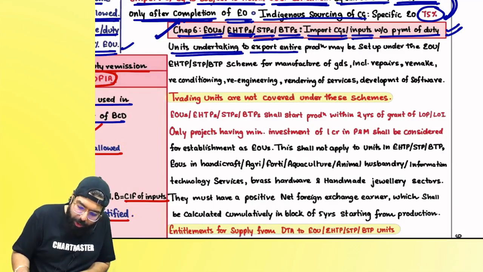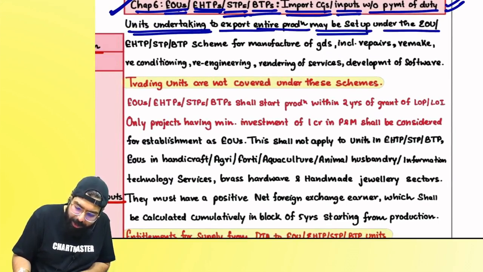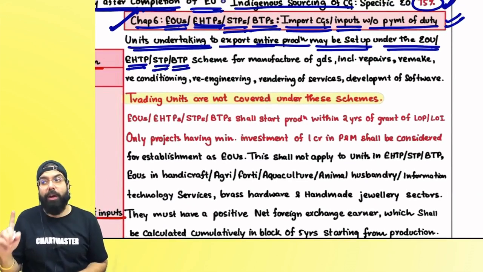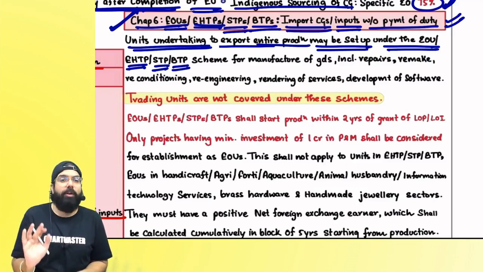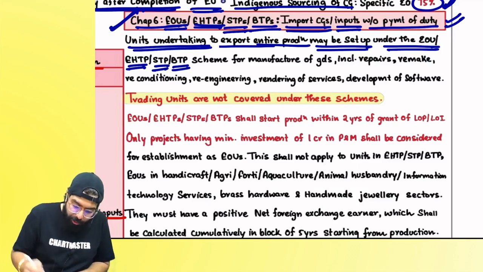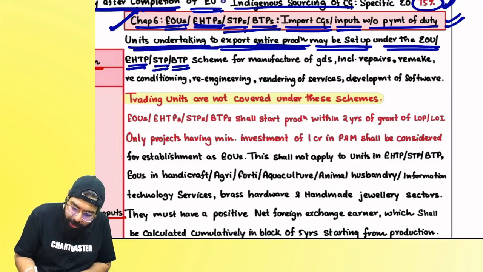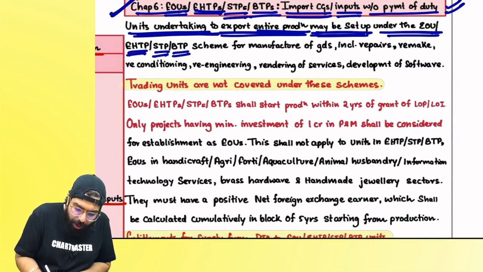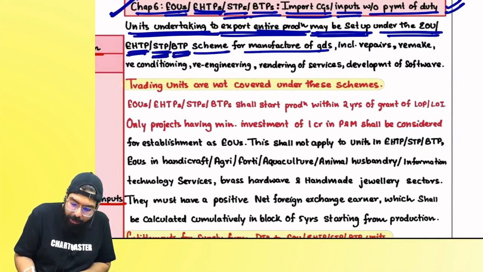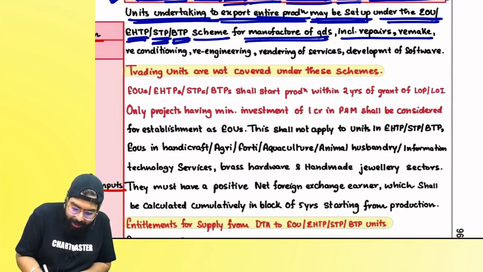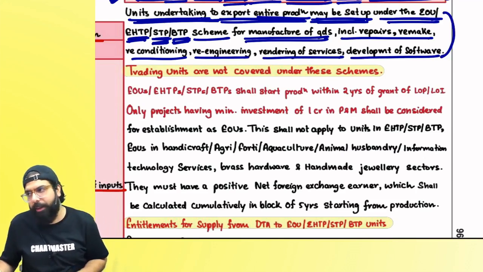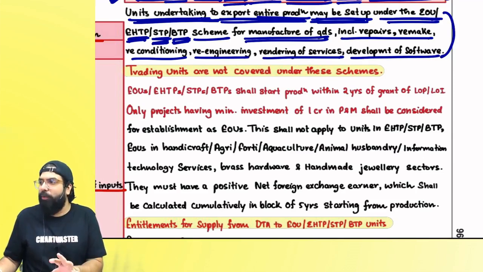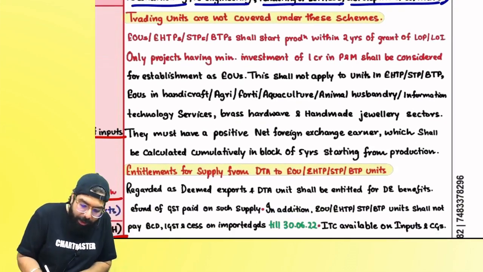Units undertaking to export entire production may be set up under what? EOU or ESTP or software technology park or biotechnology park. Only if you are promising that I will go ahead and export everything, you should set up over there in a software technology park or biotechnology park or EOU. Sir, and units undertaking to export entire production may be set up under the EOU or ESTP or STP or BTP scheme for manufacture of goods, including repairs, remake, reconditioning, re-engineering, rendering of service, development of software, etc. All these activities can be done by them. They can make, repair, sir, make software, etc. and export them.